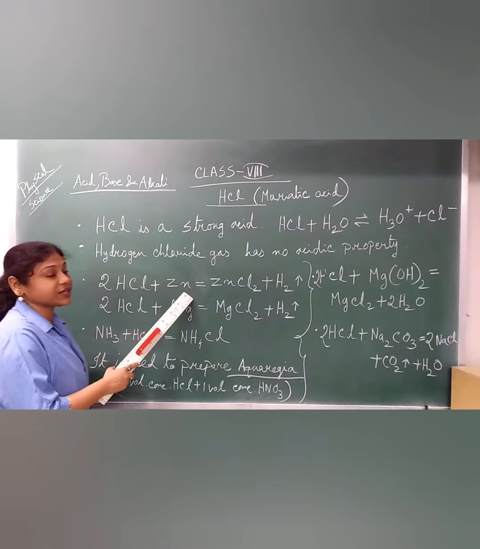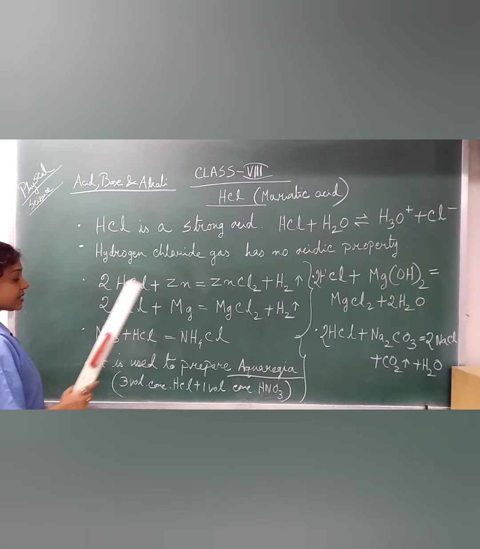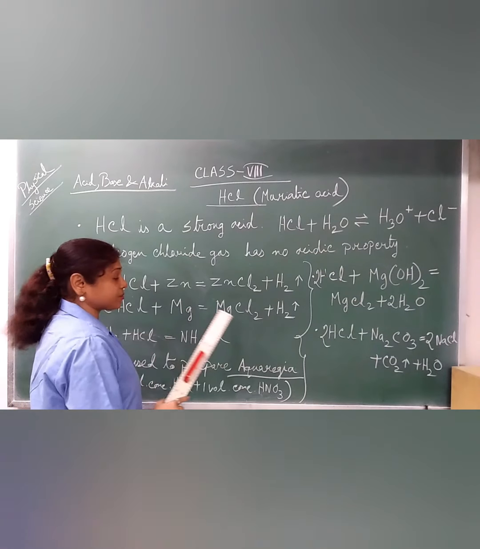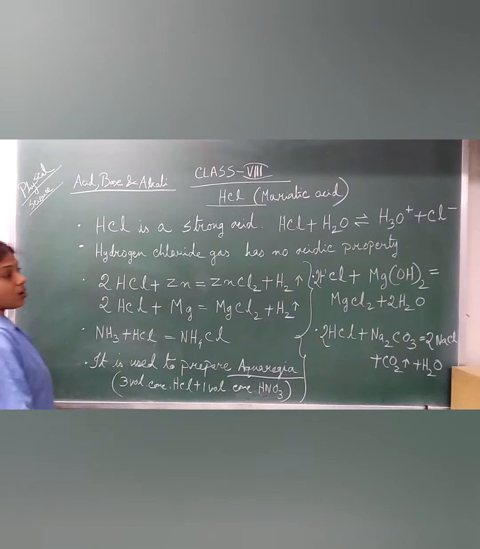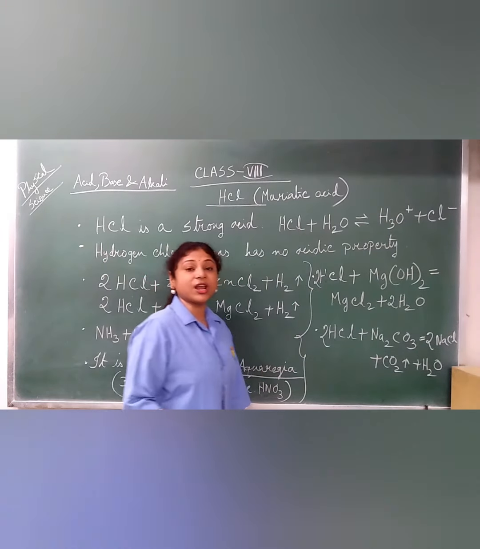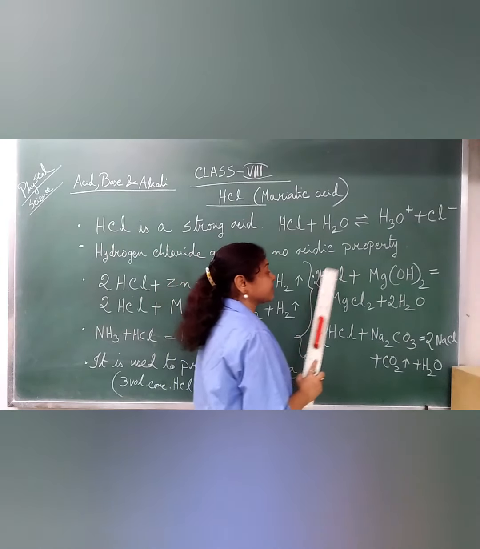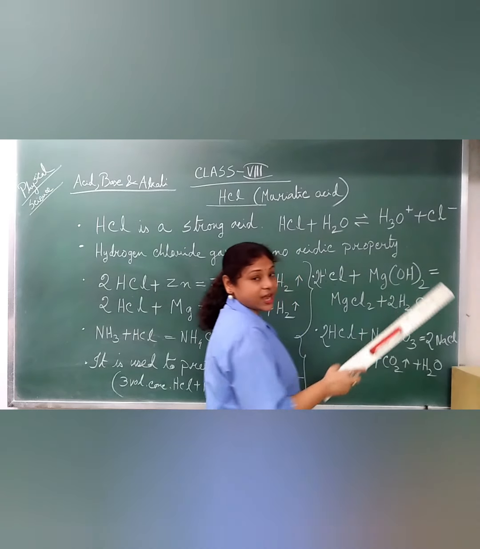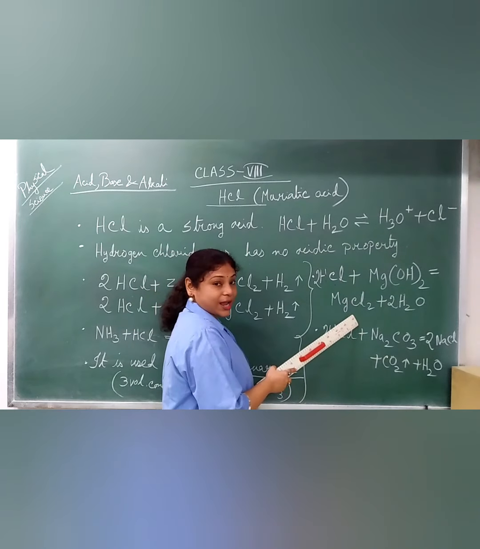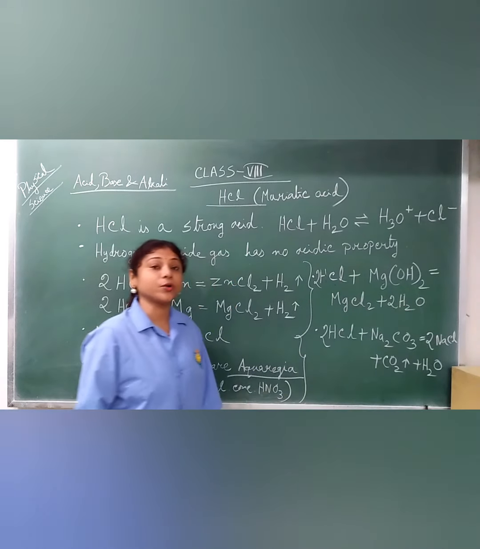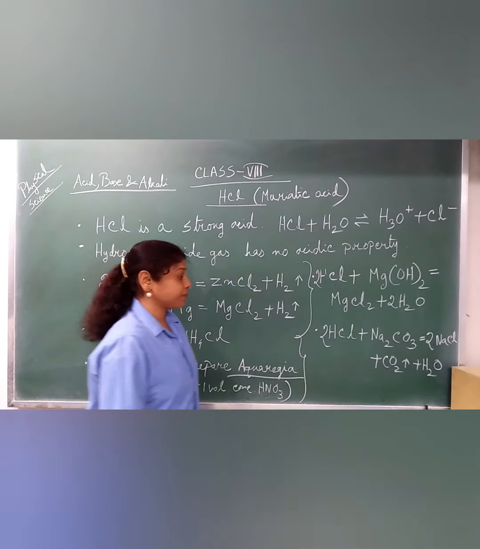Suppose it reacts with zinc to form zinc chloride and hydrogen. Like this, HCl reacts with magnesium to form magnesium chloride and hydrogen gas. Now, neutralization reaction. So, HCl is an acid and magnesium hydroxide is a base. When both of them react, magnesium chloride, a salt, and water are produced. This is a type of neutralization reaction.